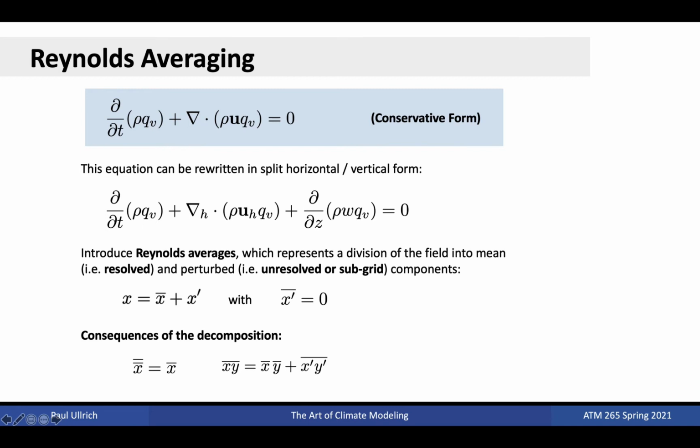By construction, the average of the unresolved variable is always 0. There are a few properties that then follow. First, it's easy to understand that the average of the average is simply equal to the average, since it has no subgrid scale variation. Second, if we average the product of two variables, we obtain the product of the averages of each variable plus an average of the product of the perturbations.